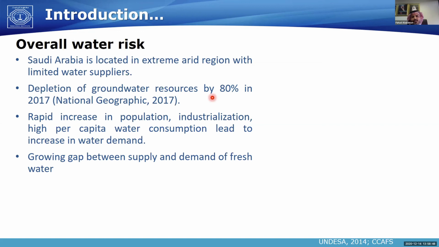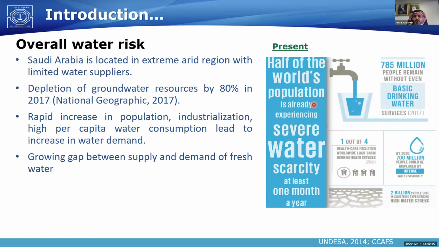We are expecting there will be an increase in the population, and there will be industrialization. So this will increase the demand for water. In brief, there will be a gap between the water supply and demand, as you can see here. In terms of numbers worldwide, half of the world population is already experiencing severe water scarcity at least 1 month a year. So it is a global problem.